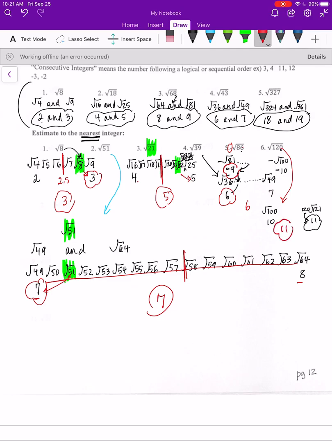So there you go, consecutive and nearest or closest integer. All right, good luck on your homework.